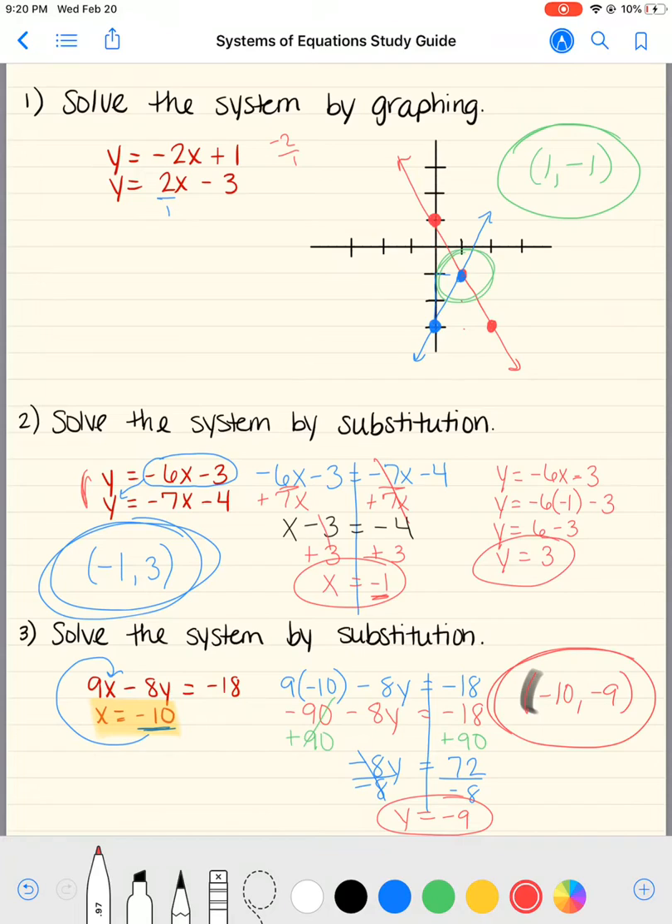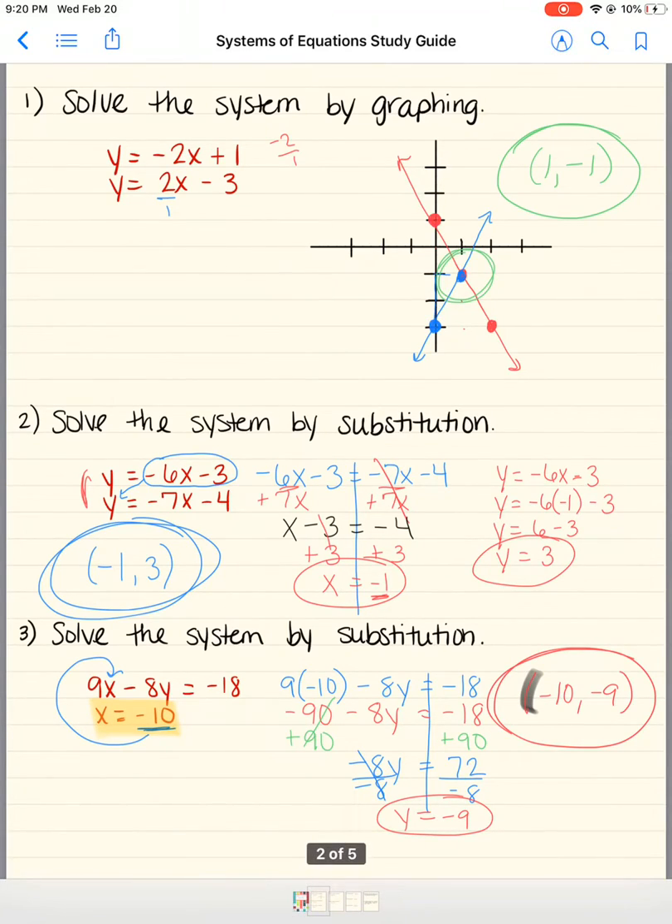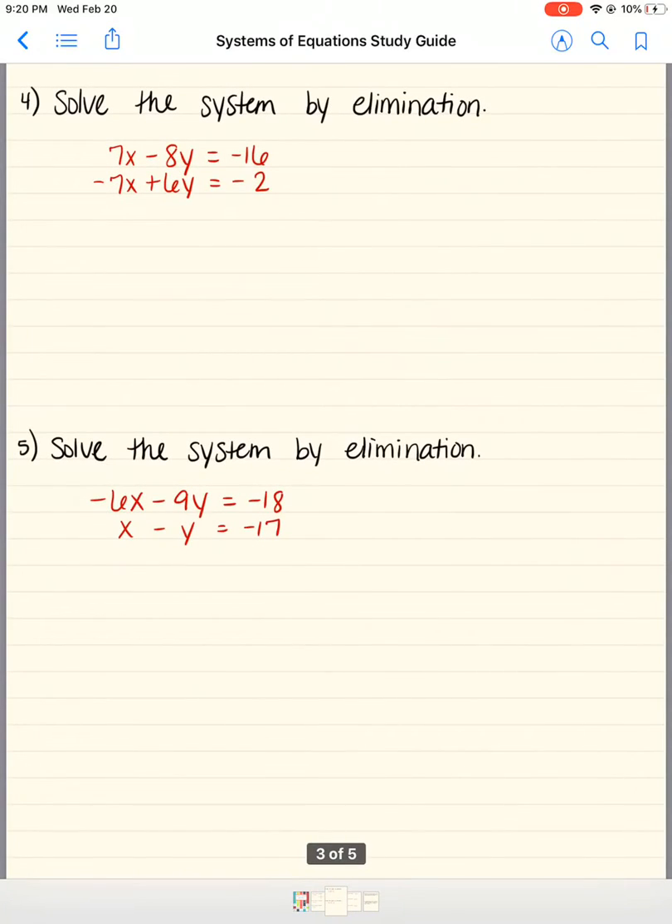Okay, so that's substitution method. You're just plugging what x or y equals in for the other equation. So now we're going to jump into the elimination method. So remember, with the elimination method, you're wanting to look for opposites because you want something to cancel out. You want something to eliminate.